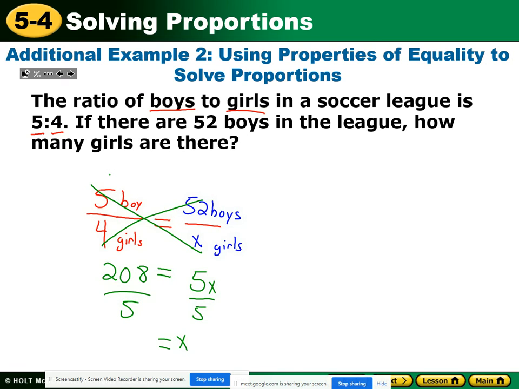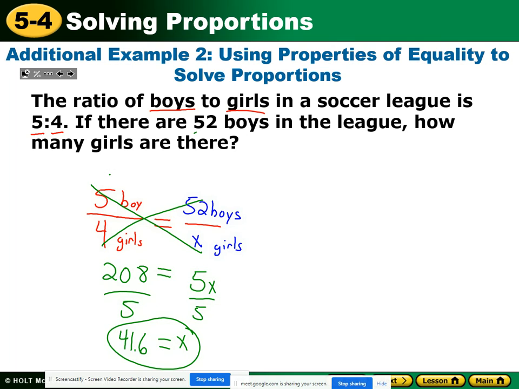All right, and we get 41.6 girls. Point six? How could you have 0.6? We can't. I'm thinking what they should have done is say this was 52 girls and made it across from the girls, because 4 goes into 52 evenly. I'm thinking they messed up when they wrote the problem.